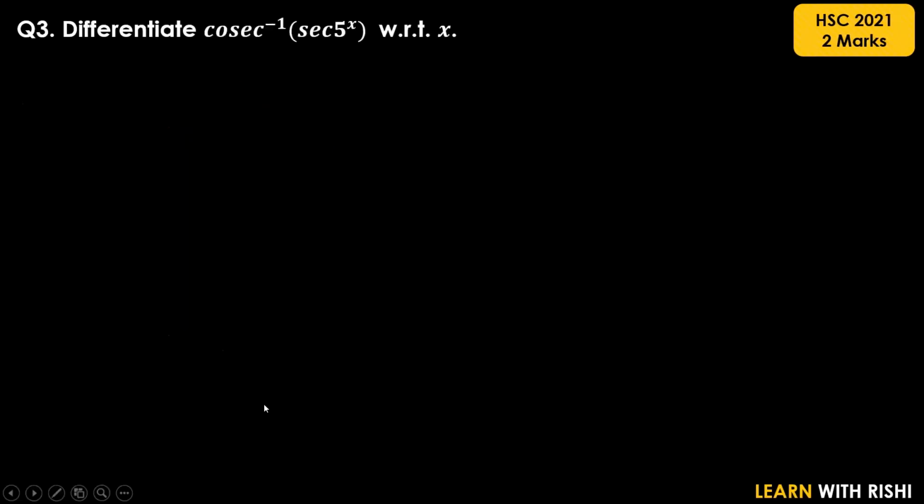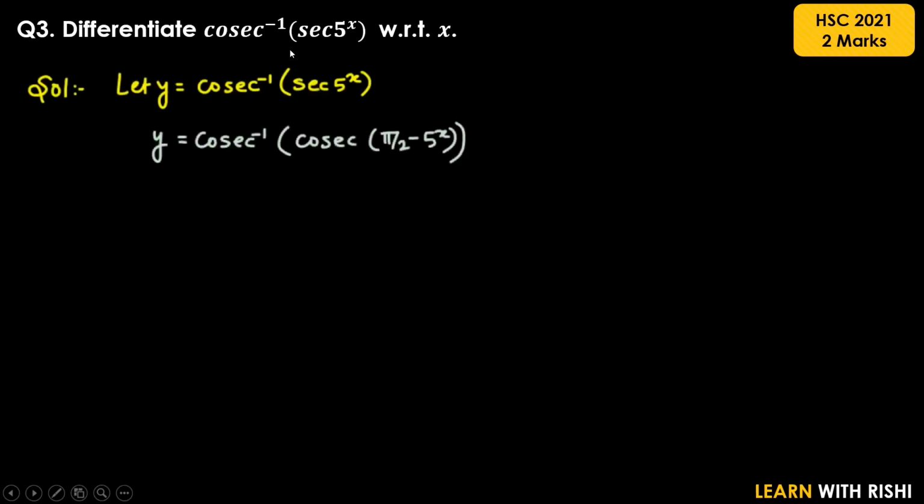Question number 3. Differentiate cosec inverse of sec 5 raised to x with respect to x. So again you can see here, this is cosec and this is sec. Now here we can make use of inverse trigonometric formulas. So we can convert this sec 5 raised to x into cosec. So let y is equal to cosec inverse of sec 5 raised to x. Now we can convert sec theta into cosec theta.